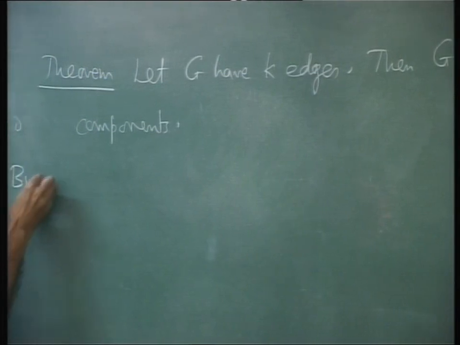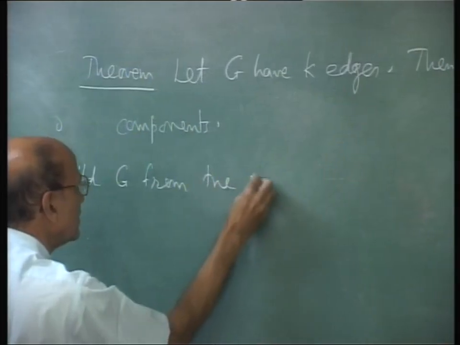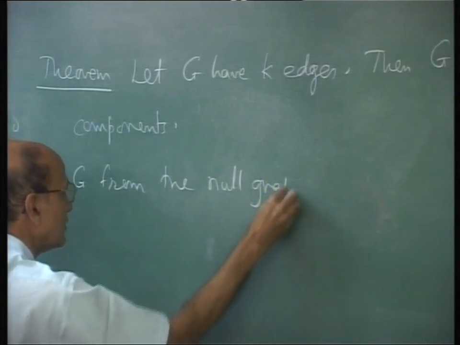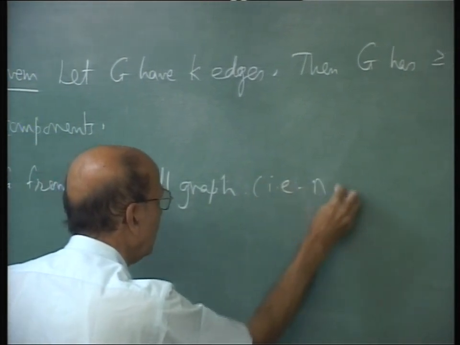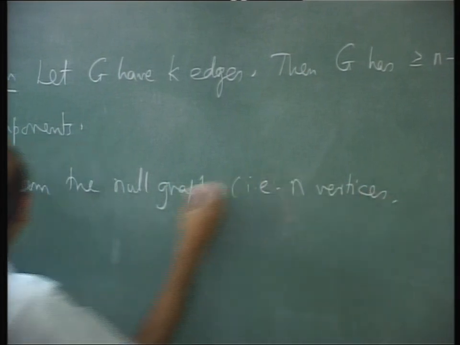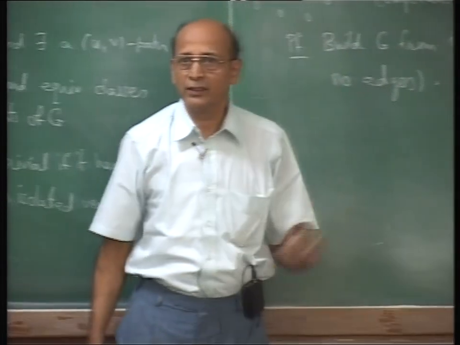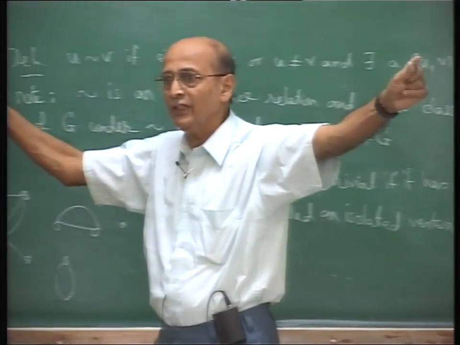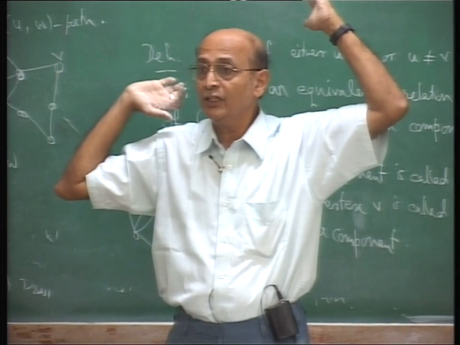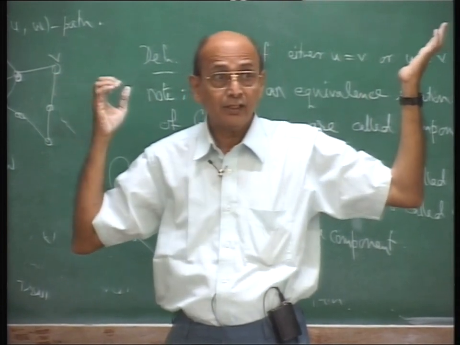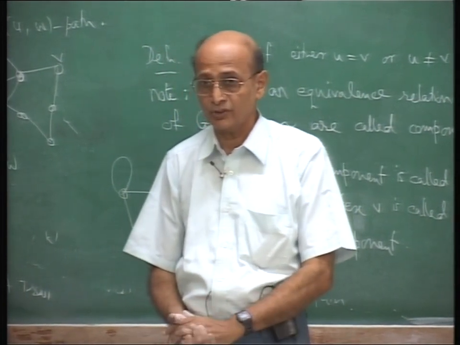Build. N vertices, no edges. It's as if I have n points in space, with no adjacencies of any kind. How many components would I have then? N components. A graph on n vertices without any edge at all obviously has n components.